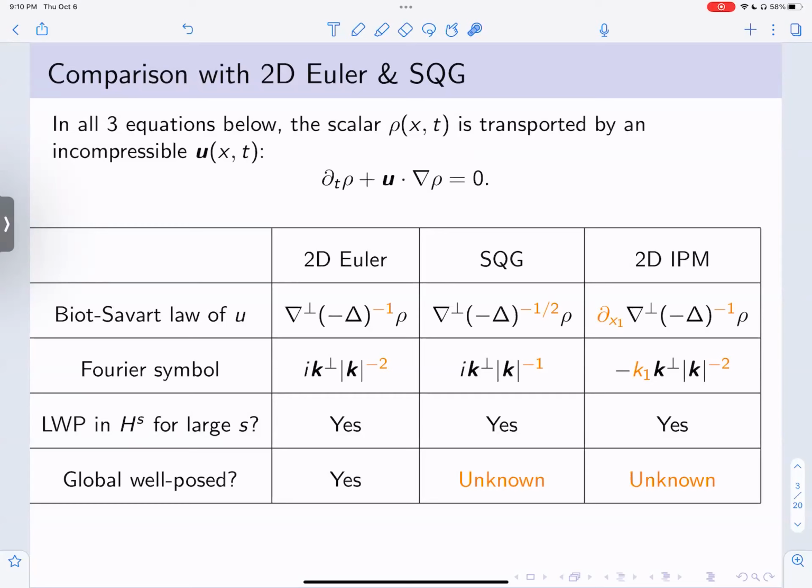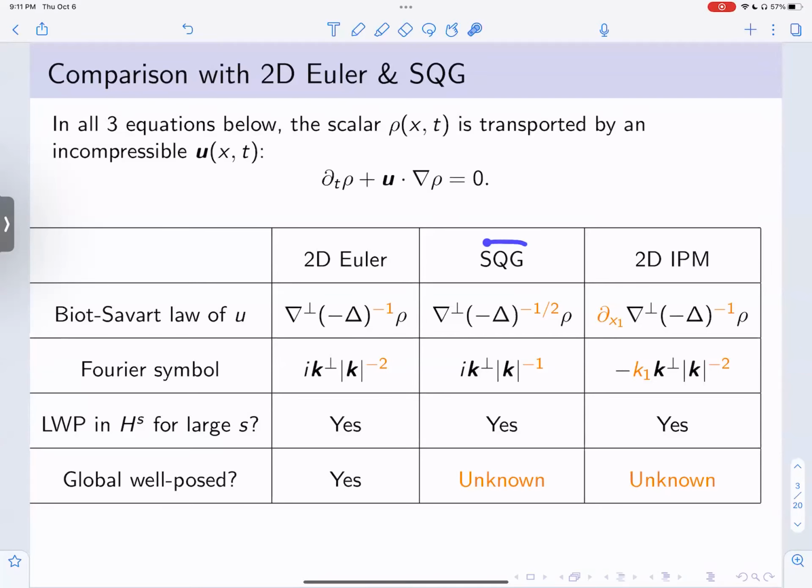So what is the Biot-Savart law of u? How does u depend on rho? Well, for 2D Euler, we know that the velocity can be recovered from the vorticity by first taking the inverse Laplacian and then taking the grad perp. If we look at its Fourier symbol, then the inverse Laplacian gives us k to the -2, and then k perp for the grad perp, right? So in that sense, the symbol has the power -1, which means that the Biot-Savart law of u is one more derivative better than the scalar rho itself.